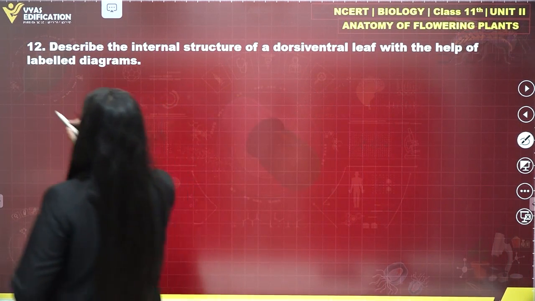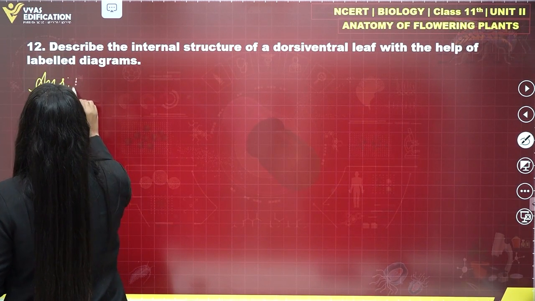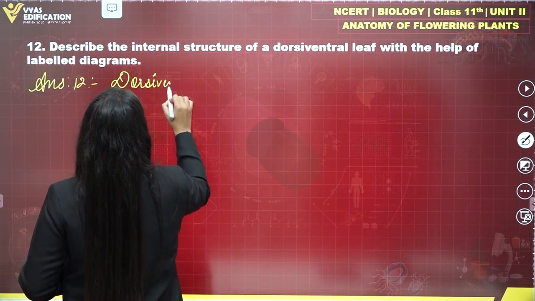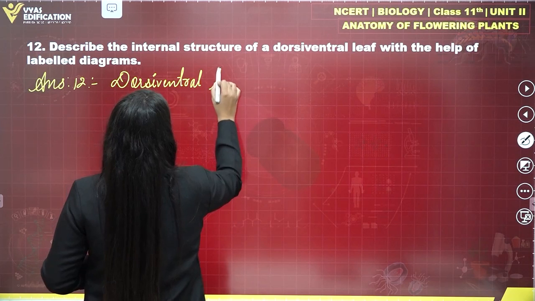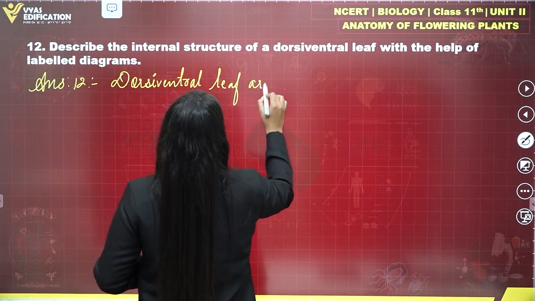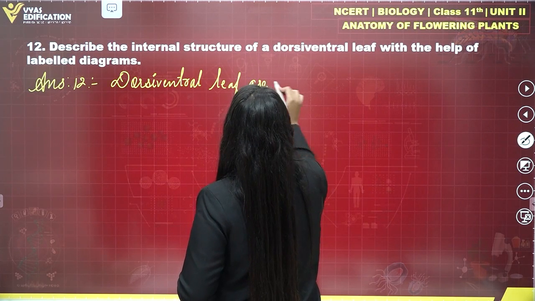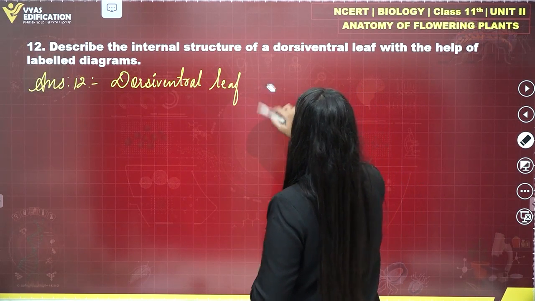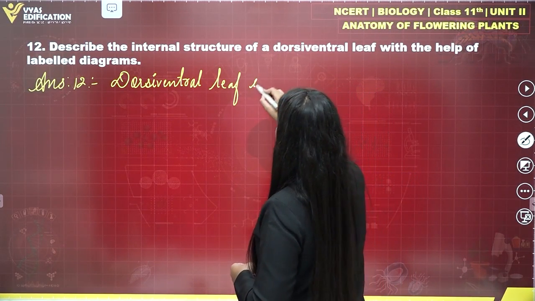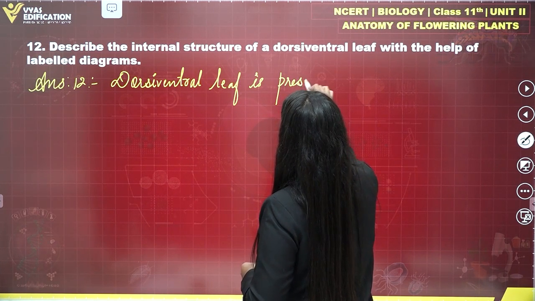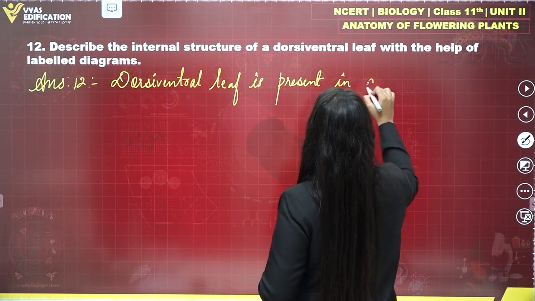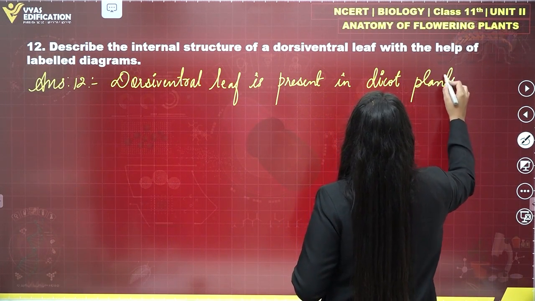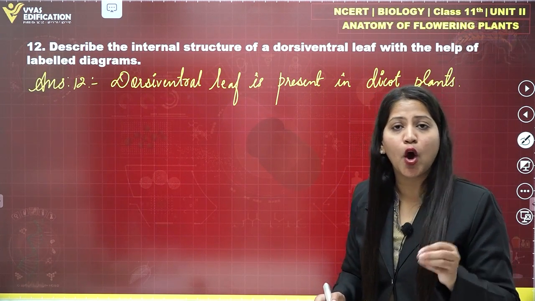Now let's write the answer for this last question, and it will go like this. First of all, the dorsiventral leaf is present in dicot plants. You will find the dorsiventral leaves in dicot plants only.